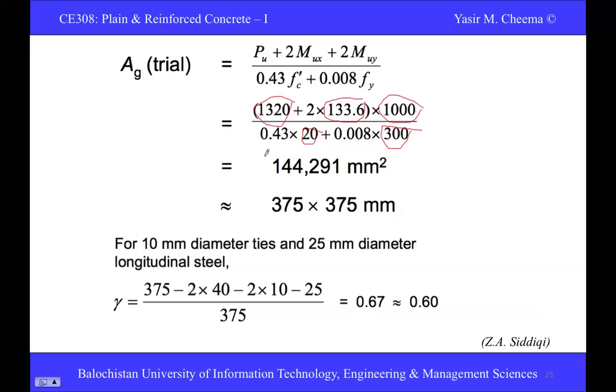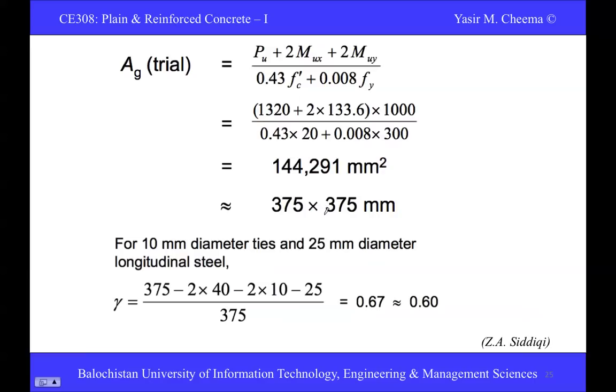So the total area comes to be 14429 millimeters square. Based on this area we can find out a square dimension like 375 by 375 mm. There is one thing, if you remember, the question says it's a rectangular column, with one dimension maximum 375.